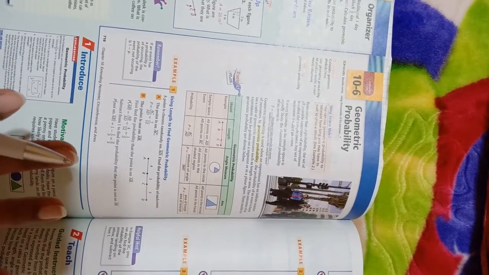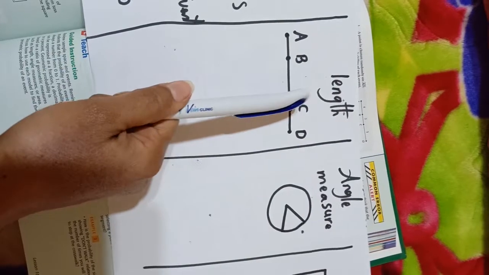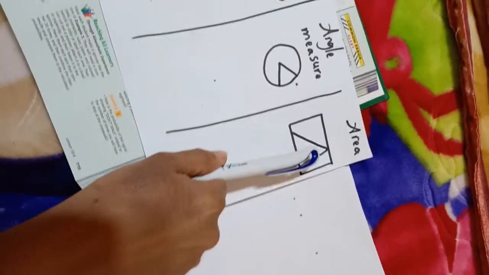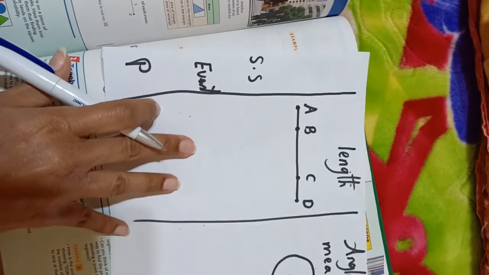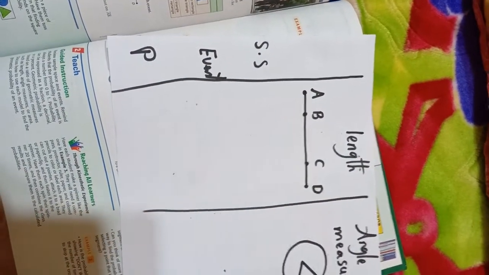So when can we use the geometric probability? The geometric probability is used when an experiment has an infinite number of outcomes. The outcomes are the results of the experiment, so if you have an infinite number of outcomes, you can use the geometric probability. Now we have three models for the geometric probability shown here: length, angle measure, and area.